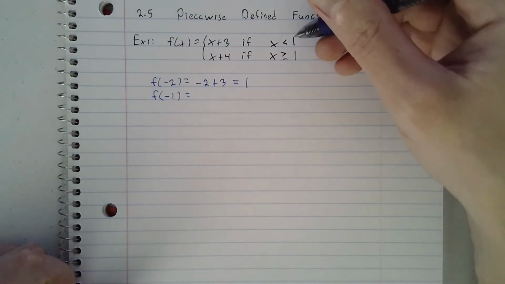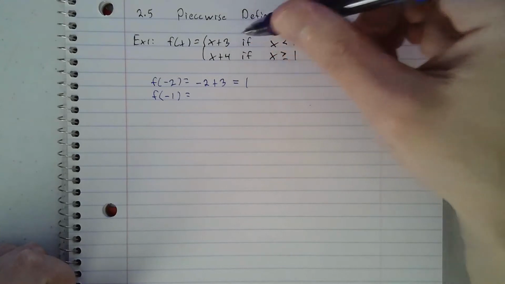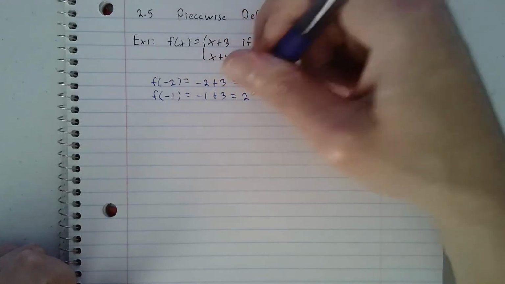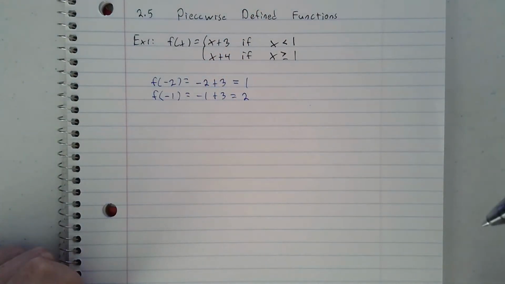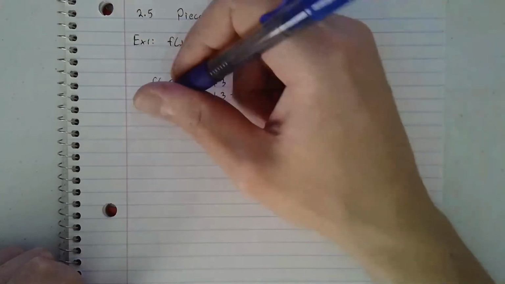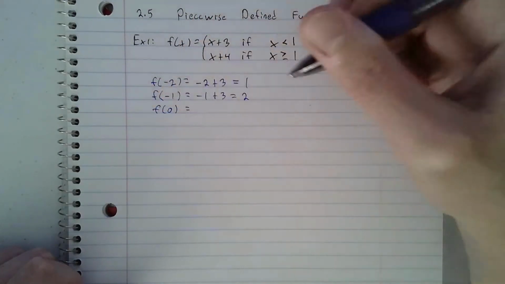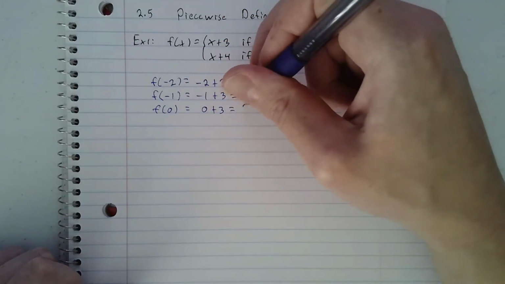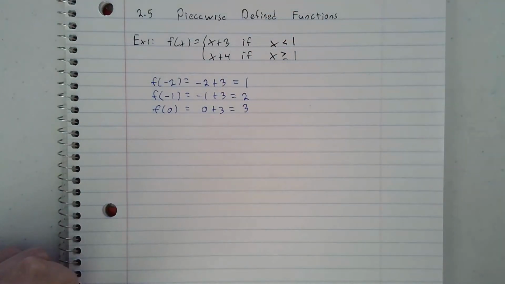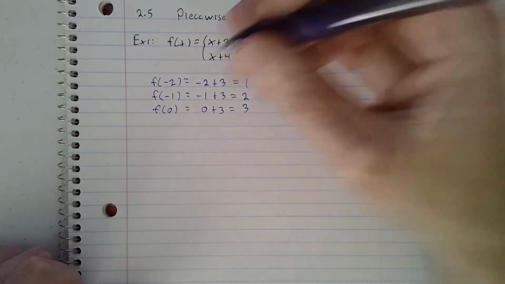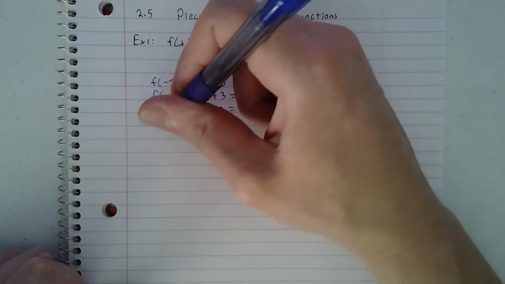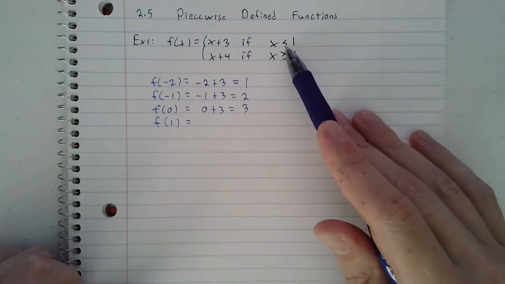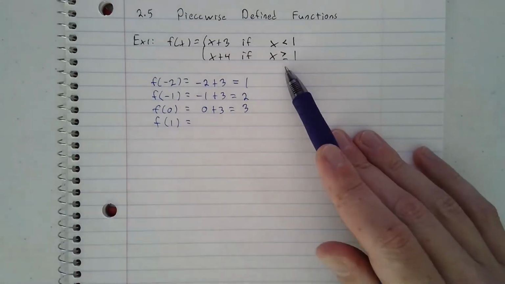-1 is also less than 1, so we're still using this part of the function. F of 0 is also less than 1, or 0 is less than 1. One is not less than 1, and it's equal to 1.